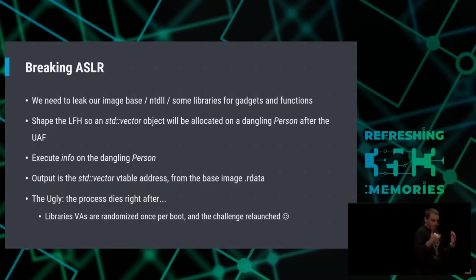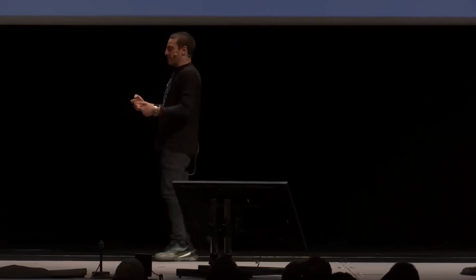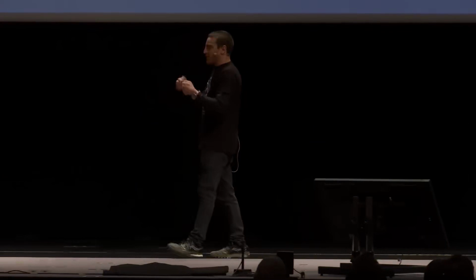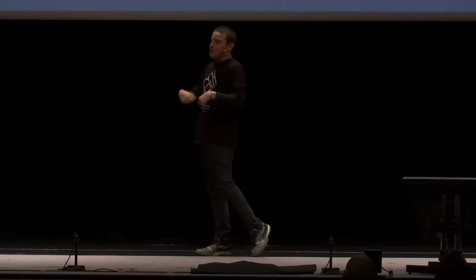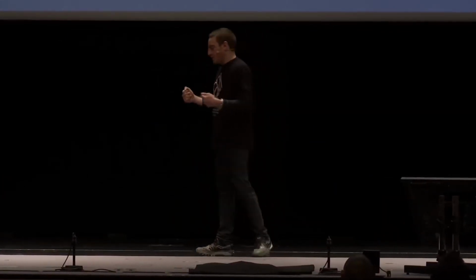So we can trigger the allocation of some std::vector, dump the name of the person, and we get the vtable of the std::vector, which is in the .rdata section of the main binary. Well, that's easy, but the problem is that for obvious reasons, I can't control the fields, the attributes of the std::vector. So the fake length of the name will be a huge number, and I don't have any control over that. So I do leak the pointer, but the process dies during the copy.